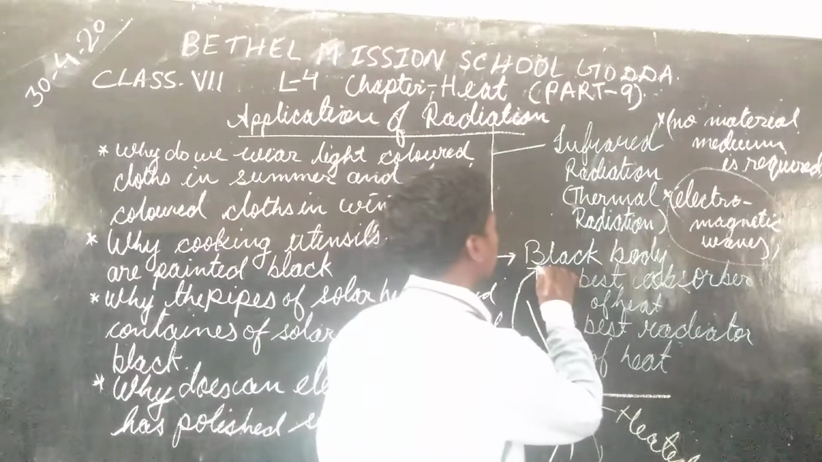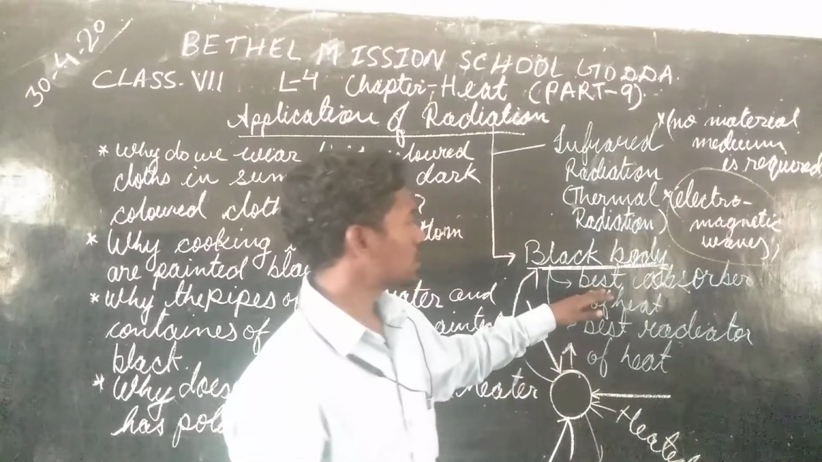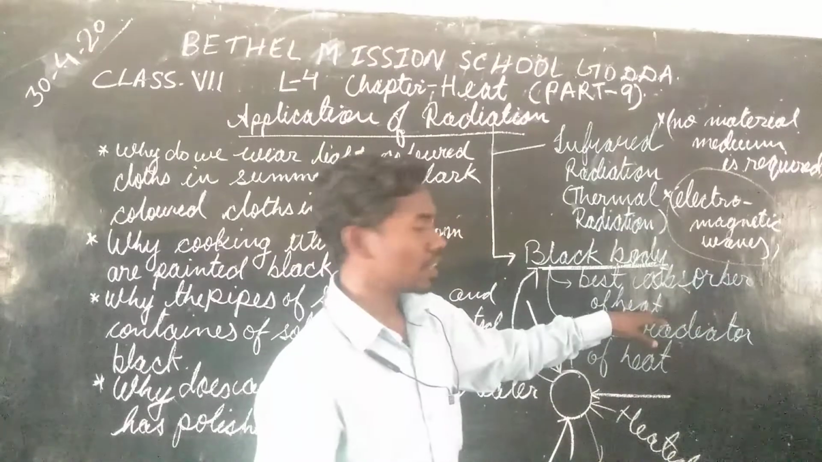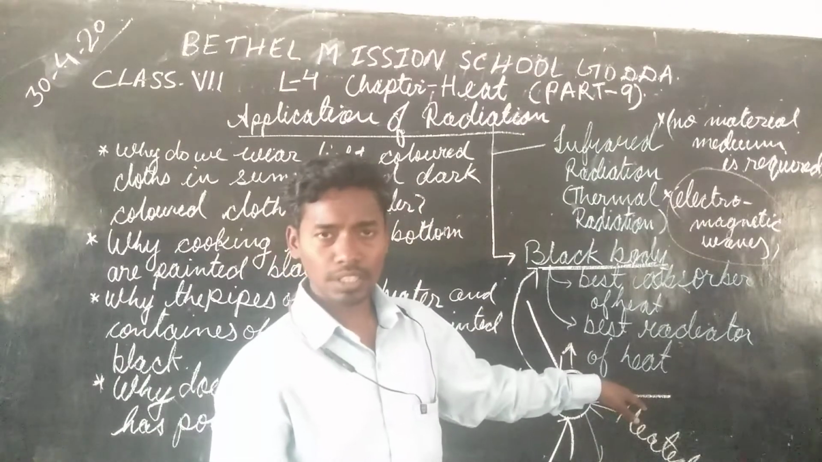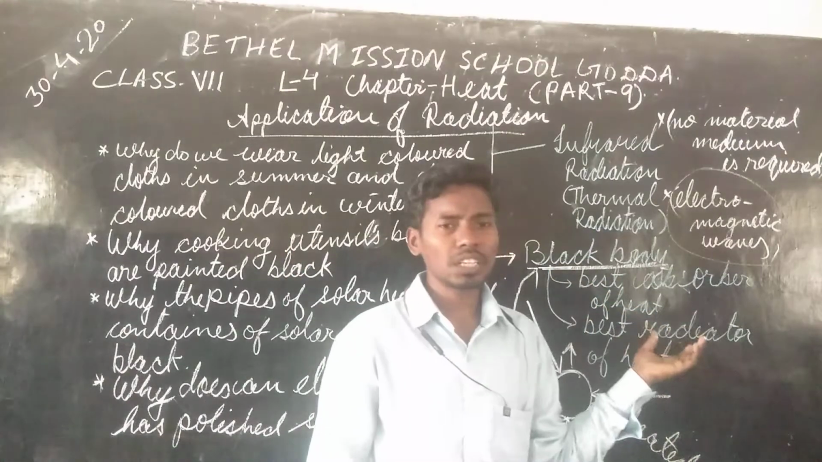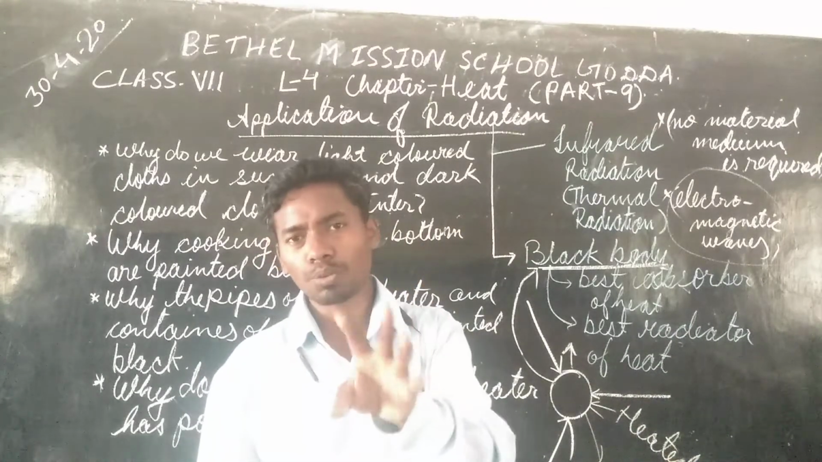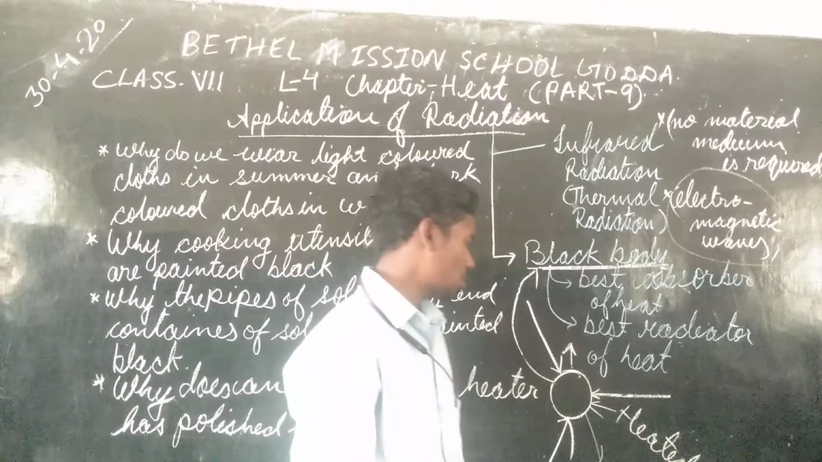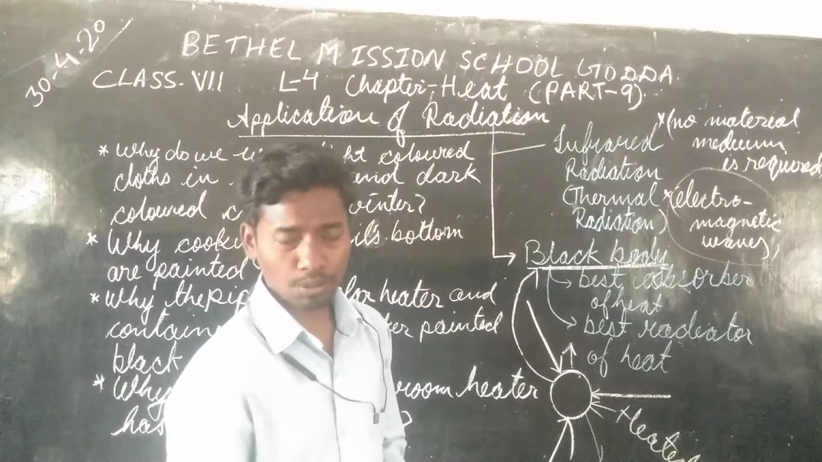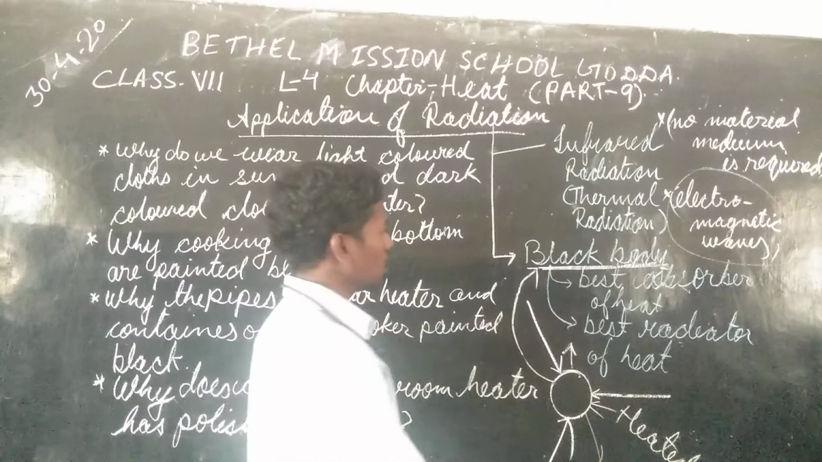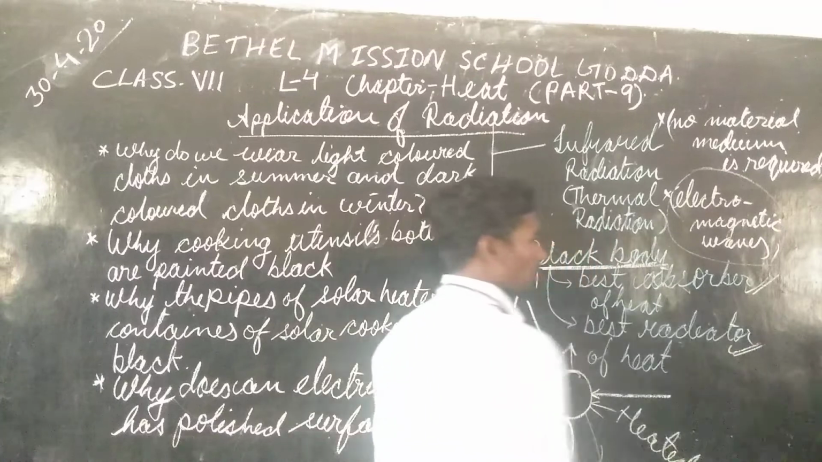So the most important point about a black body is that it is the best absorber of heat, as well as the best radiator of heat. Why? Because since it gets heated up easily, it also radiates easily. Every action has its equal and opposite reaction, you can consider that. This black body is a very important topic, so you should always understand these points: it is the best absorber of heat as well as the best radiator of heat.